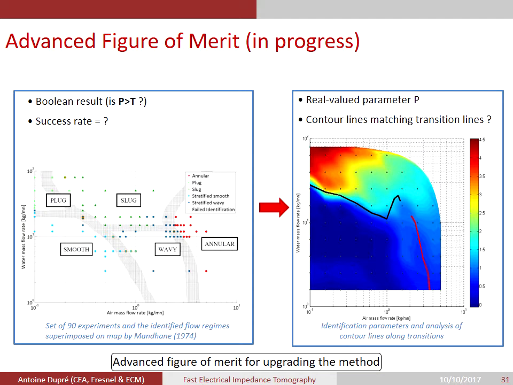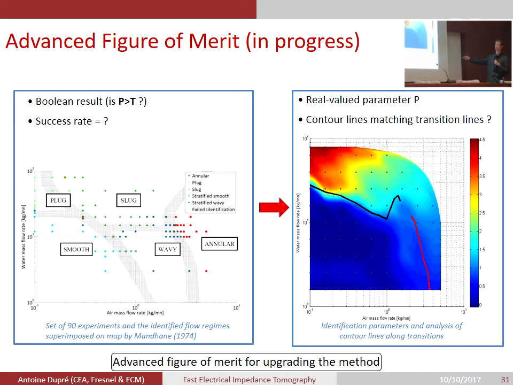And I'd like to briefly mention the ongoing research, which would be to change the way we analyze the success rate of the algorithm, because it will help us to tune better the parameters we are selecting. So instead of comparing the Boolean result, which is binary 0 or 1, and that makes it very likely to have failures by chance at the transition, the idea is to replace it by the analysis of the parameters themselves that will be displayed on the complete flow regime map, and to check if the contour lines of this parameter are matching or not the transitional lines that you observe in experiments, and that would make us more confident about the parameters that are proposed.